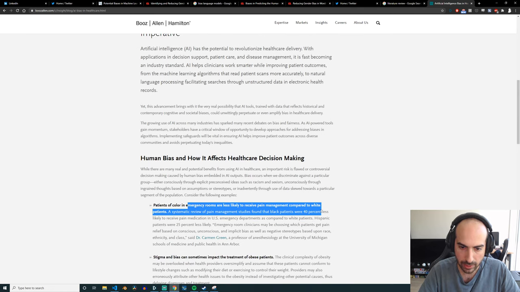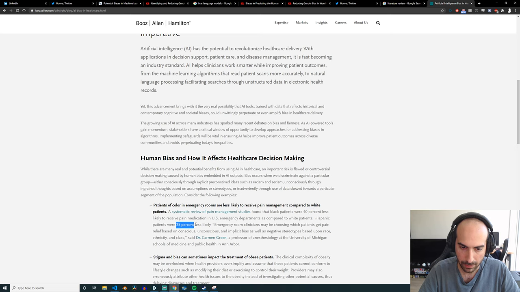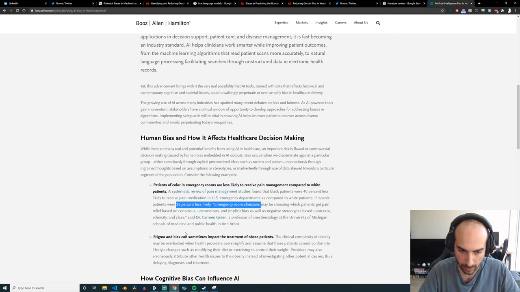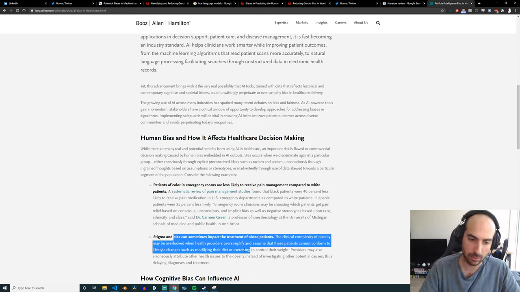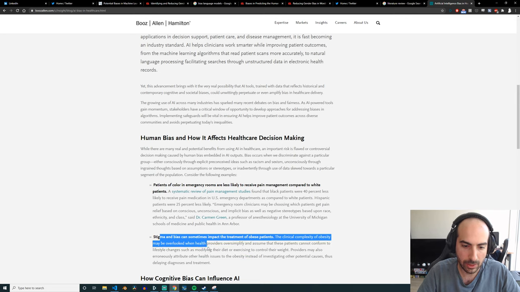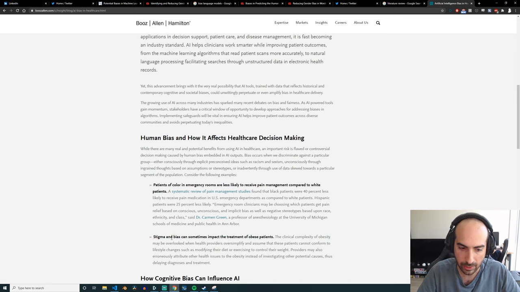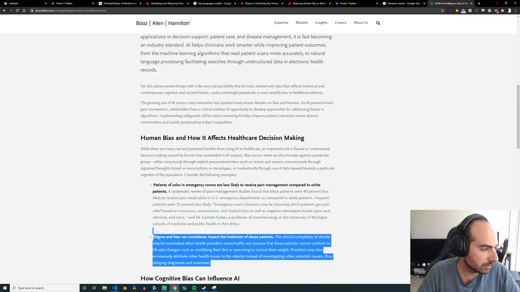So patients of color are less likely to receive pain management. Okay. The stigma and bias can sometimes impact the treatment of obese patients, who may be overlooked when healthcare providers oversimplify and assume that these patients cannot conform to lifestyle changes, such as modifying their diet, or attribute other health issues to obesity instead of investigating other potential causes. Oh, interesting. Okay.